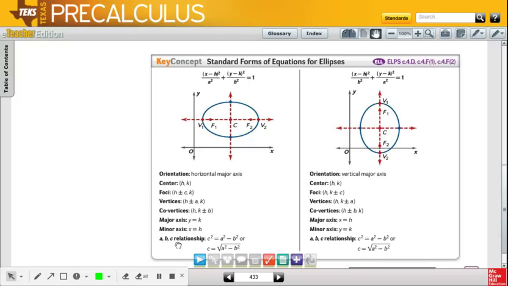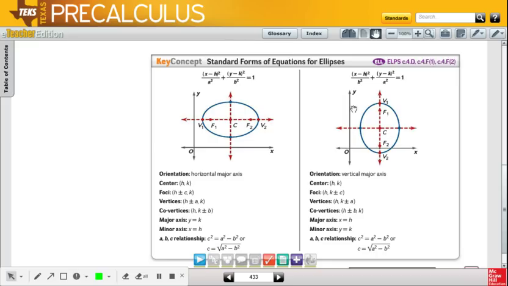The a, b, c relationship is c squared equals a squared minus b squared, or c is equal to the square root of a squared minus b squared. Make sure you take a note of this, and make sure you have it memorized.